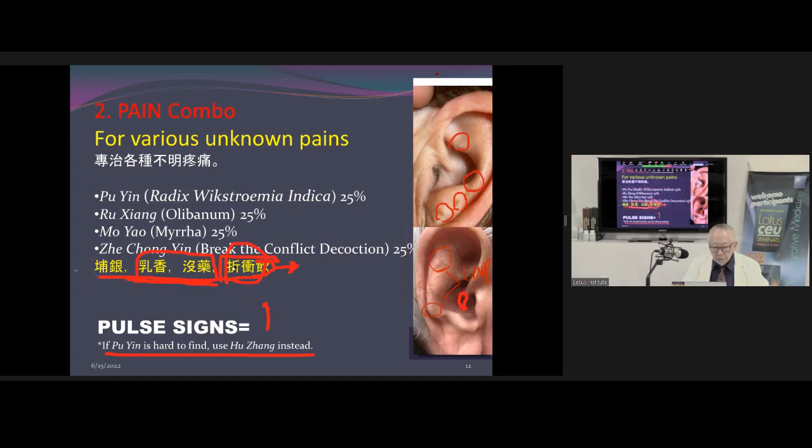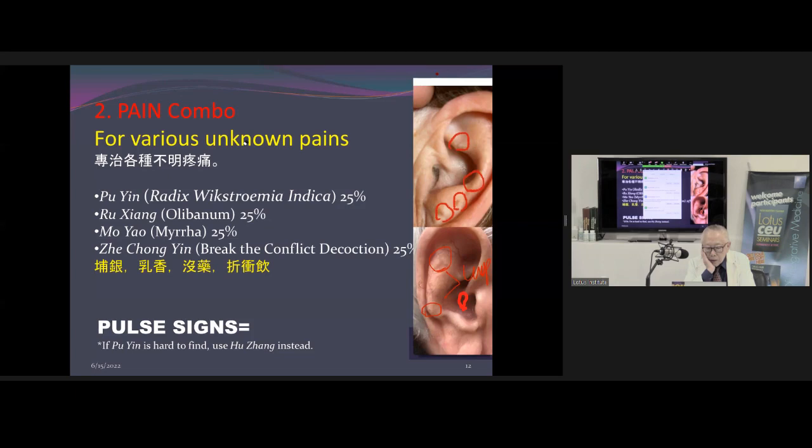So Zechong Yin is used, you said, for internal organ pain, right? Hello, Dr. Chang? What is the hook pulse? Please go to my pulse energy book. If you don't have one, buy one from Tina. You don't know what hook pulse is? Hook is the part of the pulse system relating to the heart.